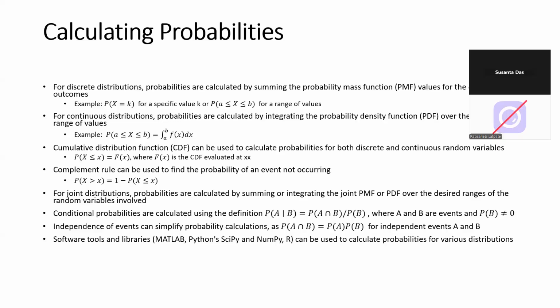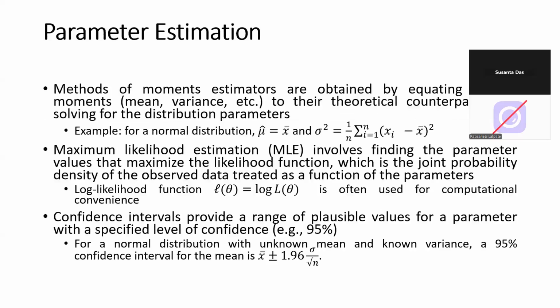We say that two events are independent. When do we say that? When the probability of A intersection B equals the probability of A times the probability of B. Then we claim that event A and event B are independent. The software tools and libraries you can use are MATLAB, Python, R, etc., while calculating the probabilities for various distributions.